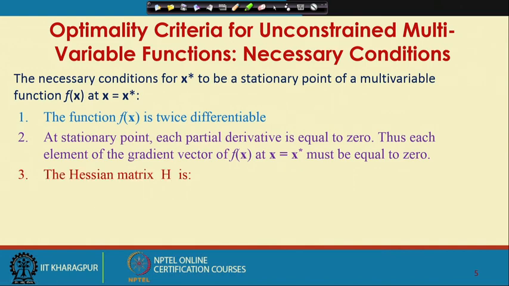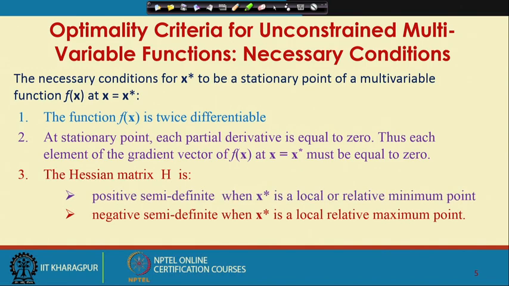And the Hessian matrix H is positive semi-definite when x star is a local minimum or relative minimum. And the Hessian matrix H is negative semi-definite when x star is a local or relative maximum. So, let me summarize.